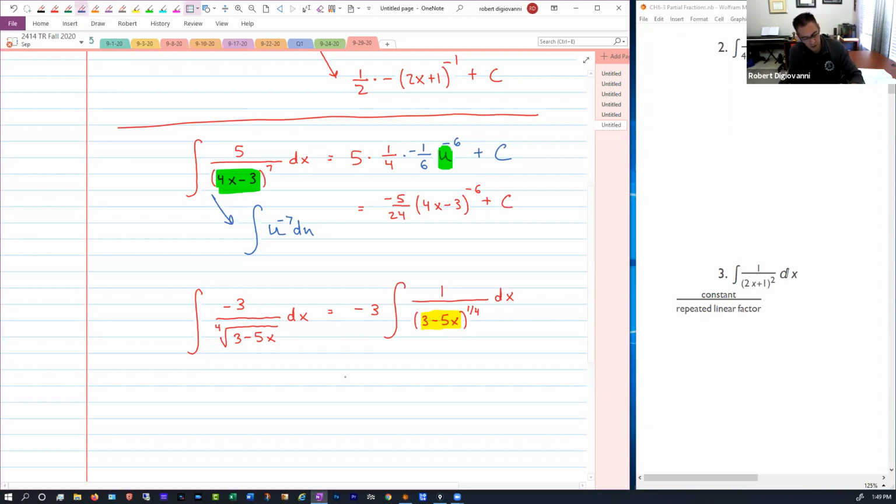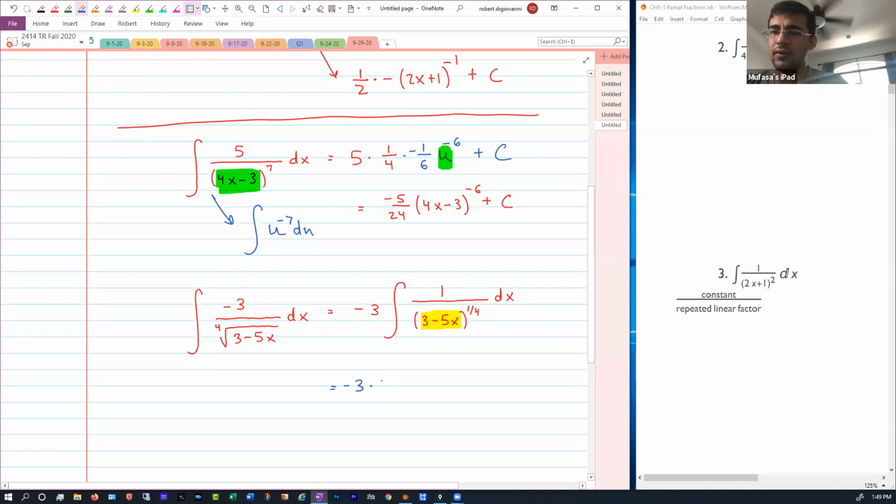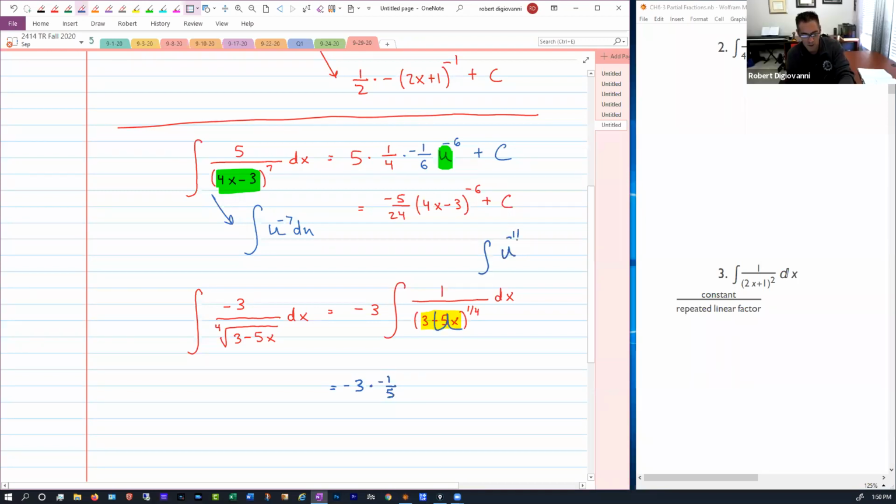So I'm ready for the answer here. We're going to have -3. I'm going to have to scale by what number? -1/5. Okay. And then it's really like u to the -1/4, which when you take the antiderivative would be 3/4. Yeah, it should be 3/4. So we should have a 4/3 in front. And then the u, which is 3 minus 5x to the 3/4 plus c.